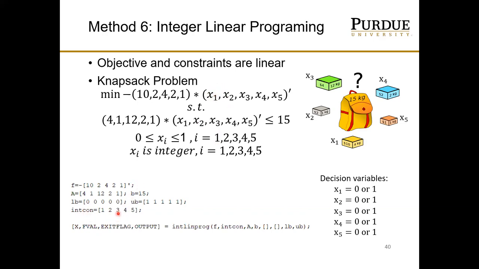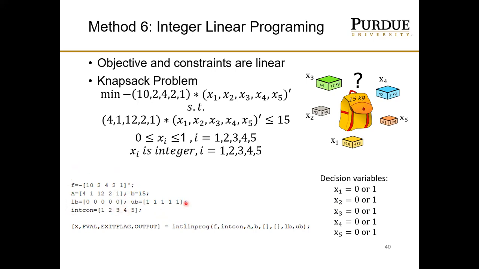So in this case, for example, if you just leave 3, right? 1, 2, 4, 5, which means 1, 2, 4, 5 are integers, and the 3 is continuous, okay? That's the way, it should be very flexible. You can represent both integers and continuous, okay? So that's a kind of syntax for MATLAB to solve this one.